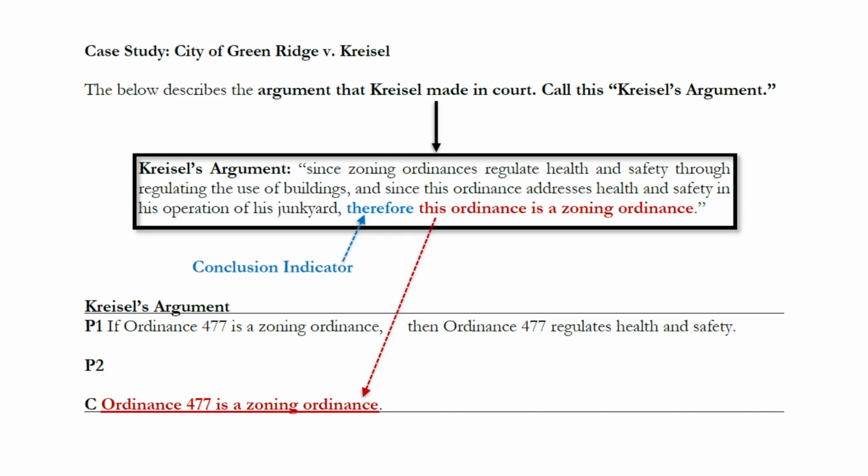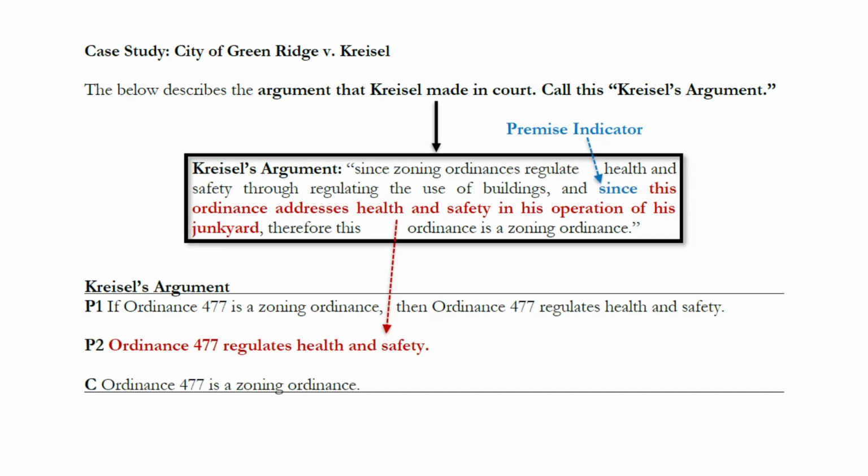Let's start by identifying the conclusion of the argument. We should notice the conclusion indicator, therefore, which is referring to the statement, this is a zoning ordinance. So, the conclusion of the argument is that Ordinance 477 is a zoning ordinance. Of course, this makes sense given that in order to win the case, Kreisel needed to demonstrate that 477 is, in fact, a zoning ordinance. This leaves only one remaining statement. This ordinance addresses health and safety in the operation of the junkyard.